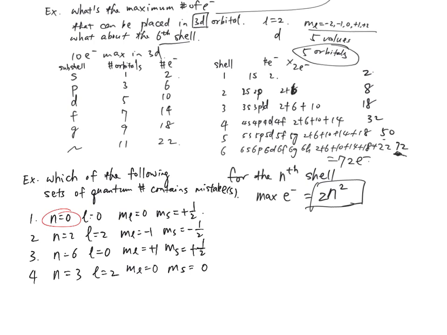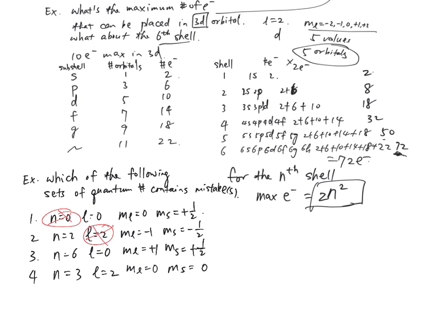But L has its limitation, and that limitation is set by n. L is from 0 all the way up to n minus 1. So if your n equals 2, your L could be 0, your L could be 1, and there's no way that your L equals 2. L couldn't equal n. ML of negative 1 is fine, it's in the range. MS is negative 1 half, that's just whatever you want it to be.